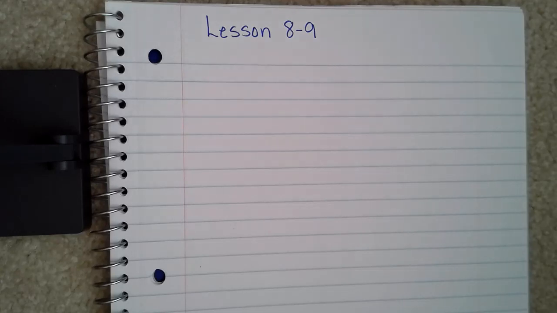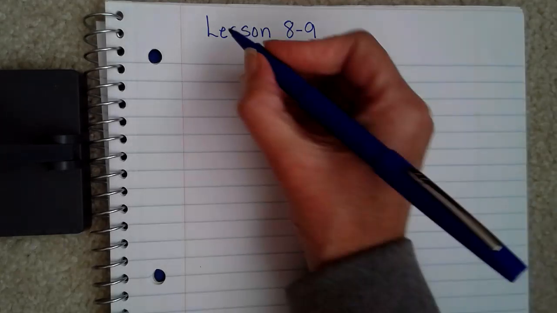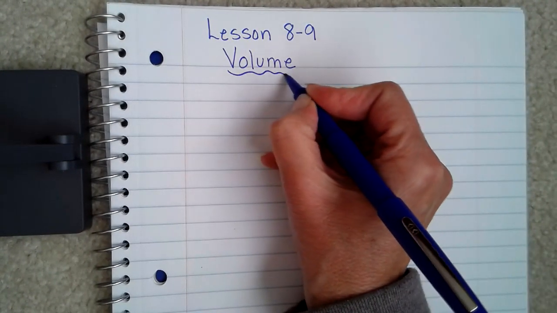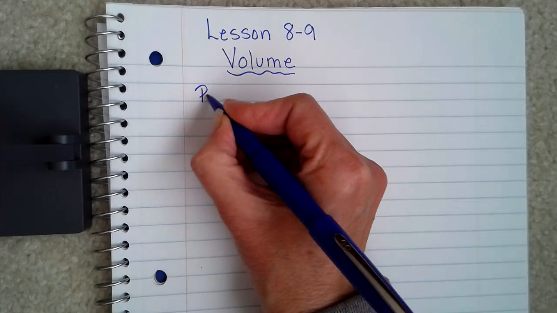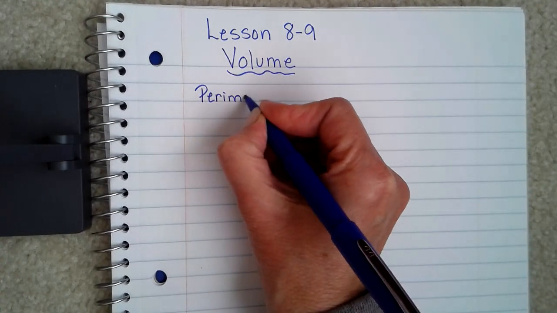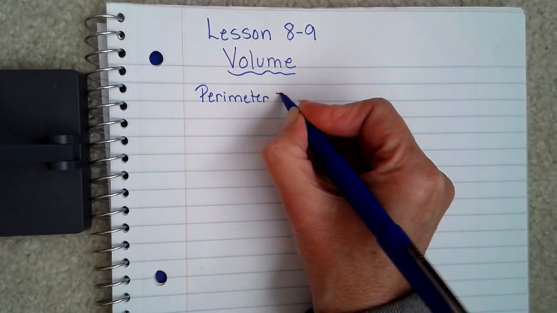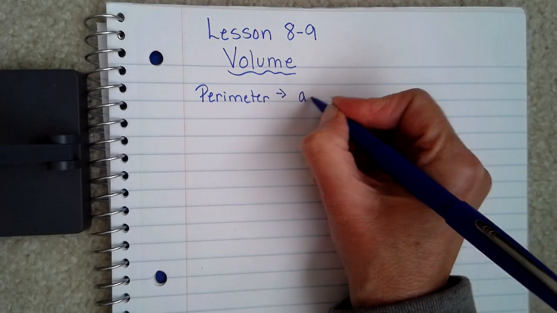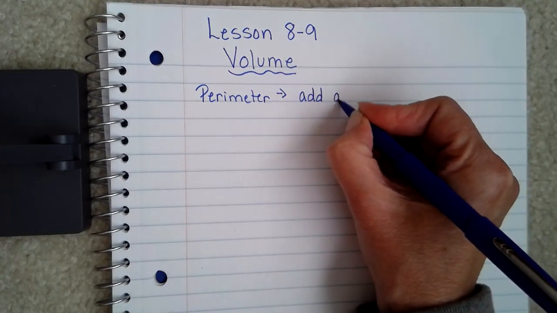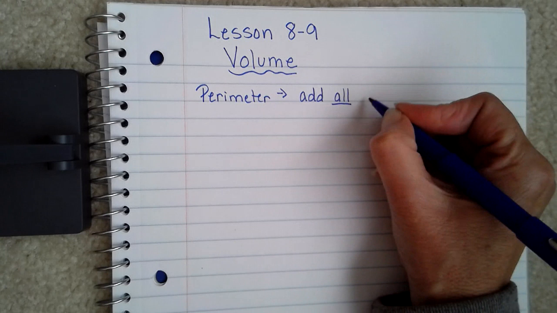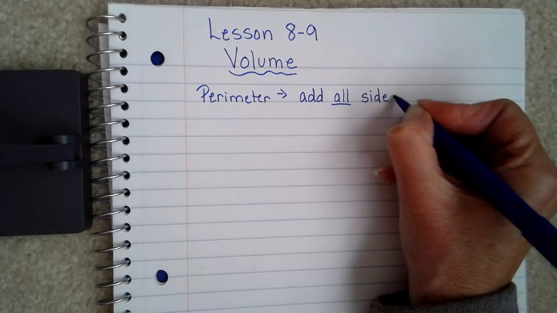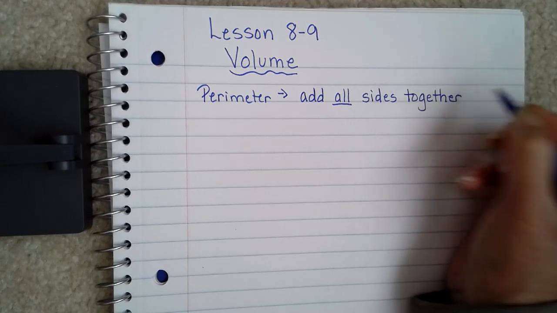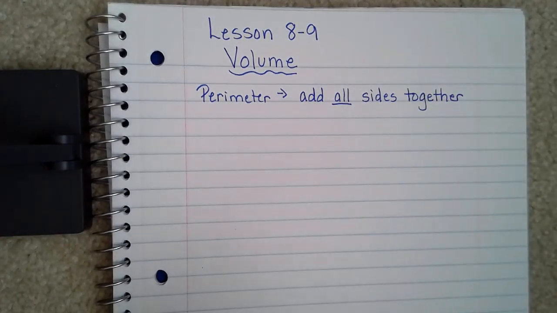All right, today we're going to do lesson 8-9, and this lesson is going to be about volume. So let's just review what we talked about yesterday. We talked about perimeter, and that for finding the perimeter, we're looking for the outside of the shape, and to do that, we add all the sides, so it's really important to make sure you get all four sides together. And right now, we're just working with four-sided shapes because we're working with squares and rectangles.